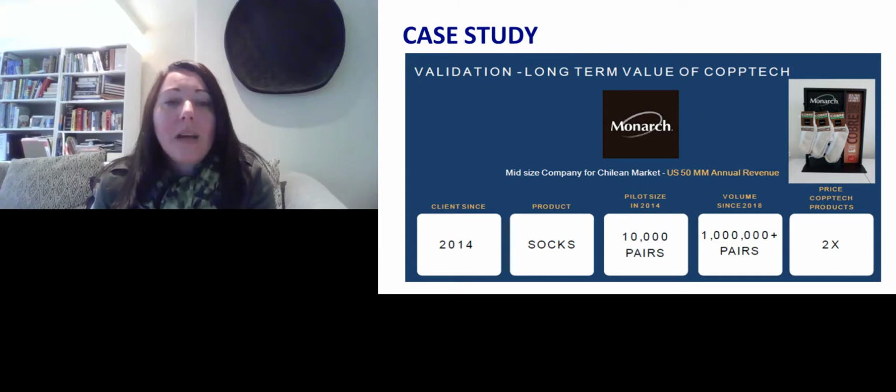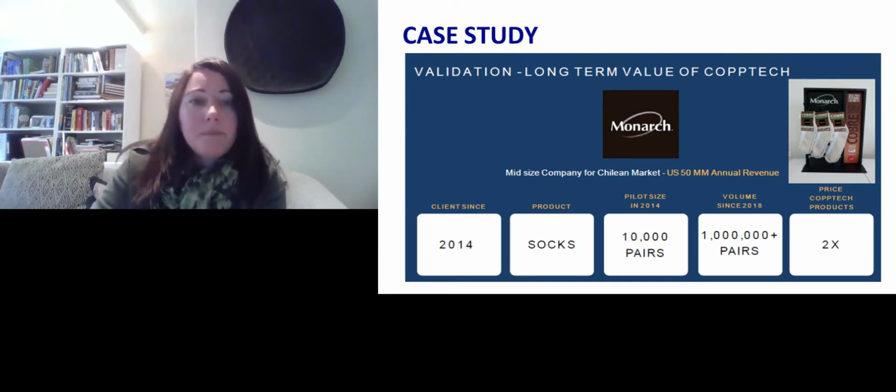And their volume exponentially grew in the Chilean market. And the population of Chile at the time of this volume in 2018 is 17 million people. And they've sold over 1 million pairs to this small population. So this just shows a correlation of if you have technology and you prove it, then people will pay for it.